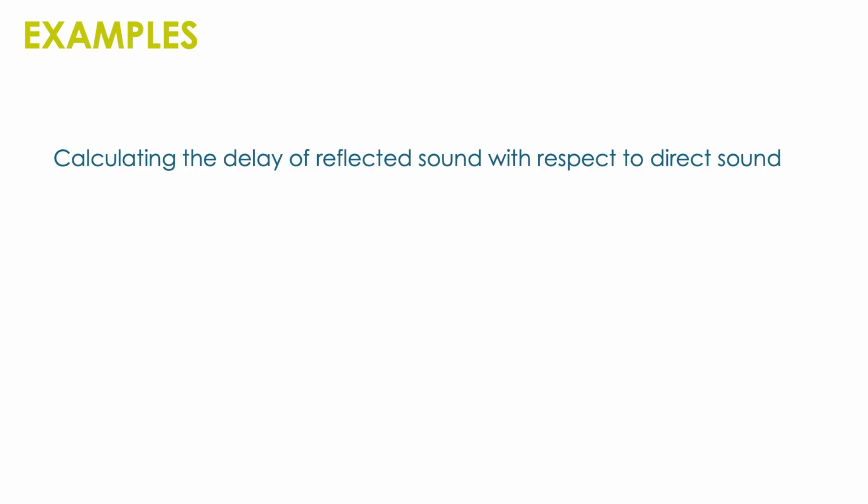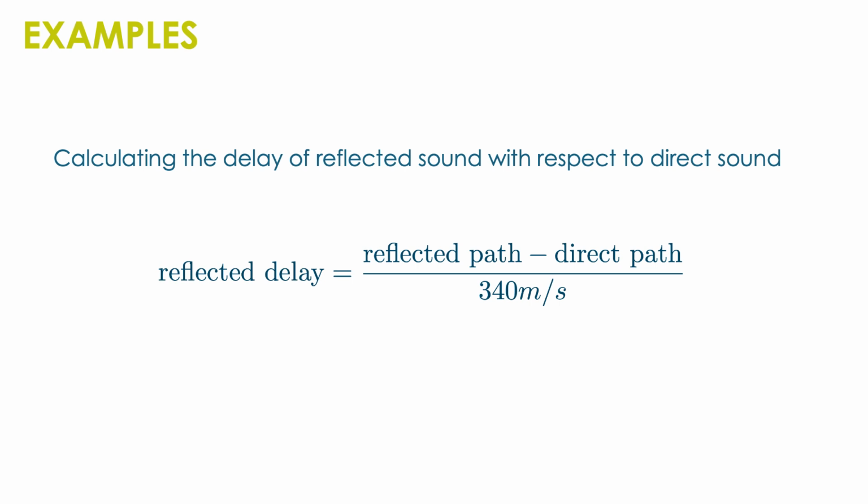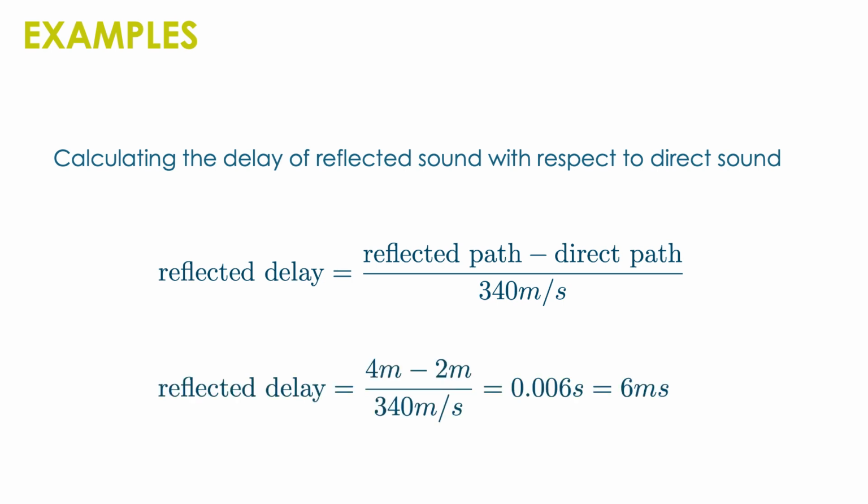First example, let's try to calculate delay. The formula to calculate the delay is that the reflected delay with respect to the direct path is the reflected path minus the direct path, in terms of distance, over 340 meters per second, which is the sound speed. As an example, given a reflected path which is 4 meters long and a direct path which is 2 meters long, the delay will be 6 milliseconds.